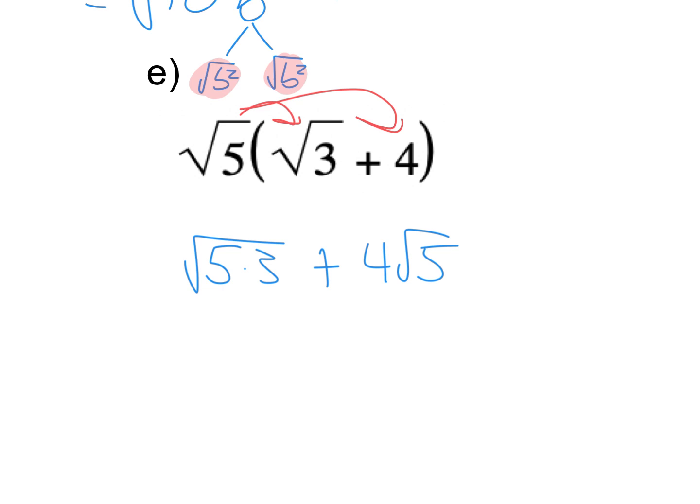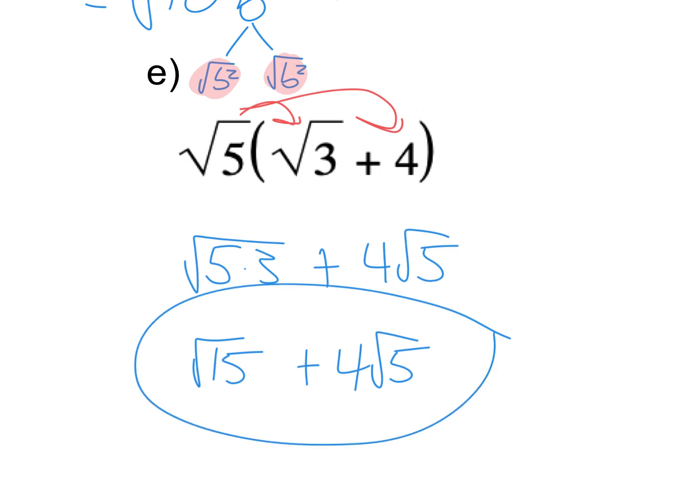So simplifying, 5 times 3 is 15. So I have the square root of 15, and then I still have plus 4 square roots of 5. And I do not believe that can be simplified anymore, so we are just going to leave that as our final answer. So same rules that we've been following, we're distributing, and then we just have to simplify our square roots.